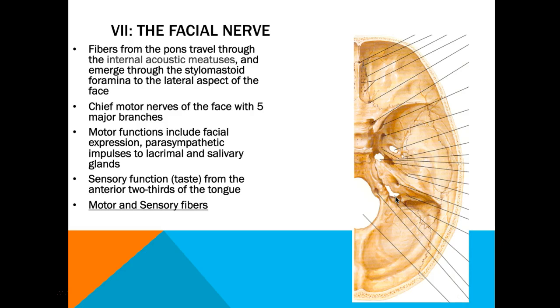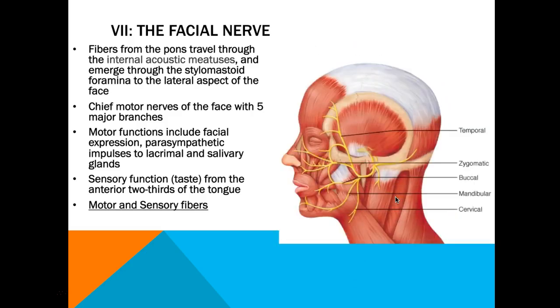Next we have cranial nerve number 7, which is your facial nerve. So this nerve is going to exit out this area called the internal acoustic meatus. It is going to travel from the pons through that internal acoustic meatus and emerges through this area known as the stylomastoid foramen.